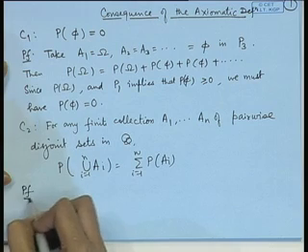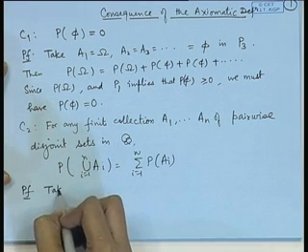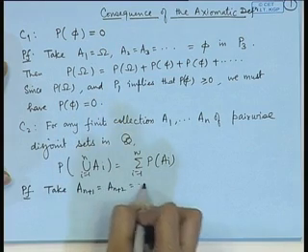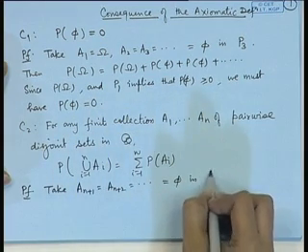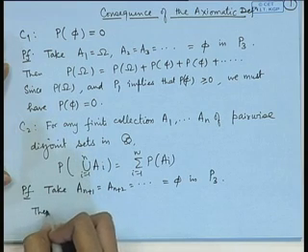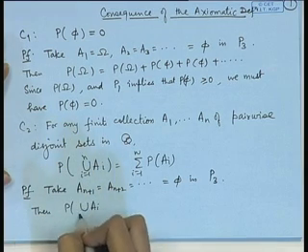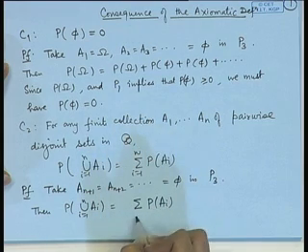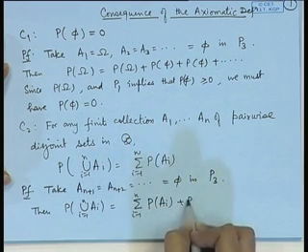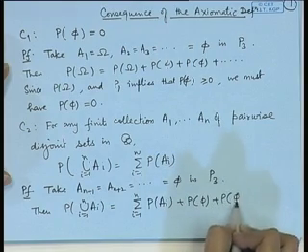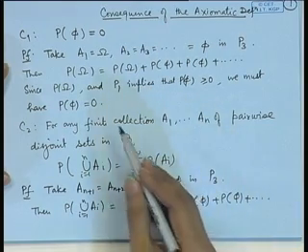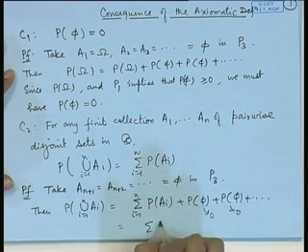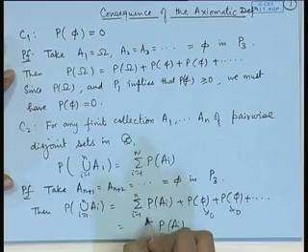A proof of this can be given using the fact that in A3 we can take An plus 1, An plus 2, etc. to be phi in the third axiom. Then we will get the probability of the union of Ai, i equal to 1 to n, is equal to the sum of the probabilities of Ai, i equal to 1 to n, plus P of phi, etc. Now, if you use consequence 1 here, then these terms are 0 and we get the sum of the probabilities of Ai, i equal to 1 to n.